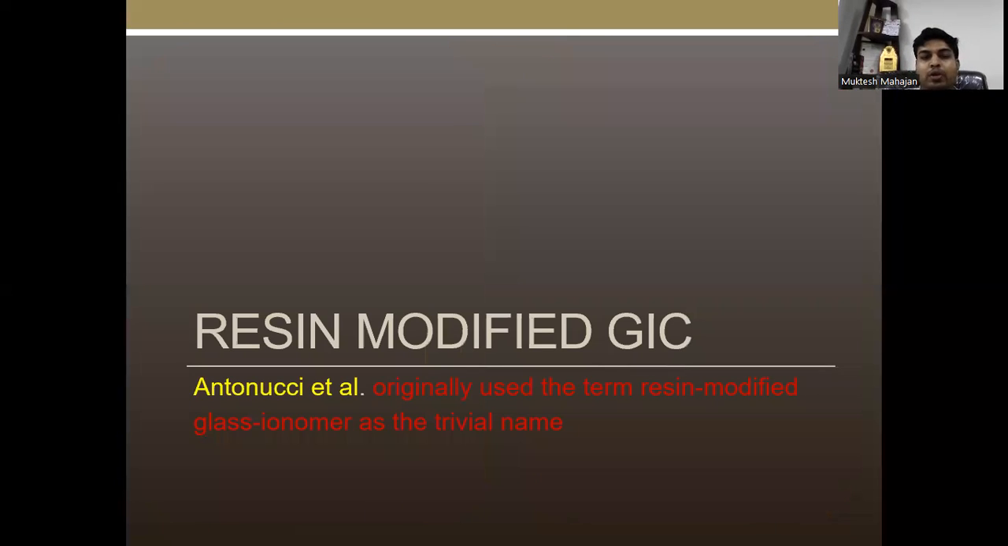Now, the resin modified GIC. Originally used the term resin modified glass ionomer as a trivial name.